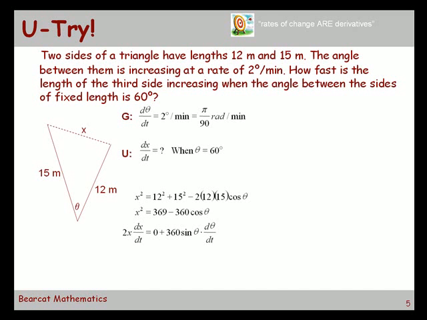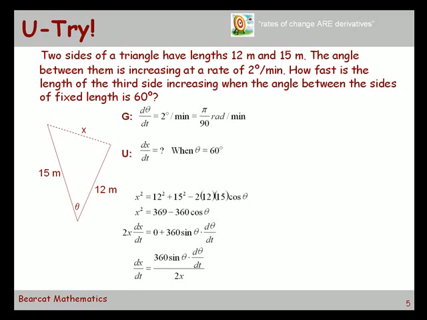Pi over 90 radians is a number. It can be used in calculations. It's not just an angle measure like 2 degrees. So when we do the substitution later, you're going to see sine of 60, because I'm going to leave my calculator in degree mode. That's okay. But you're going to see pi over 90 radians going in for the d theta dt. I need to divide both sides by 2x to get dx dt by itself. I'm going to need to know what x is.